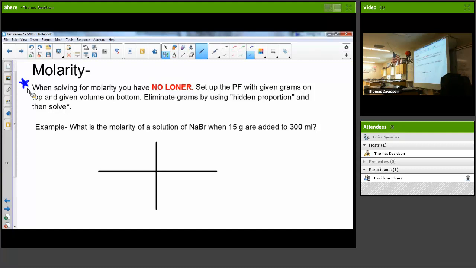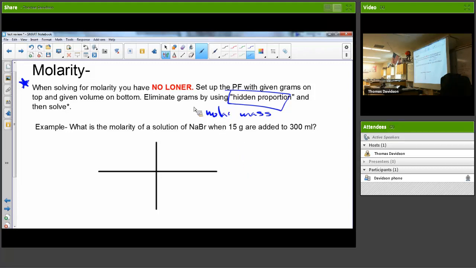Okay, PF means picket fence. You set up the picket fence with the given grams on the top and the given volume on the bottom. And then you eliminate grams by using the hidden proportion, then solve. The hidden proportion always means what? Molar mass. Molar mass is grams per mole.